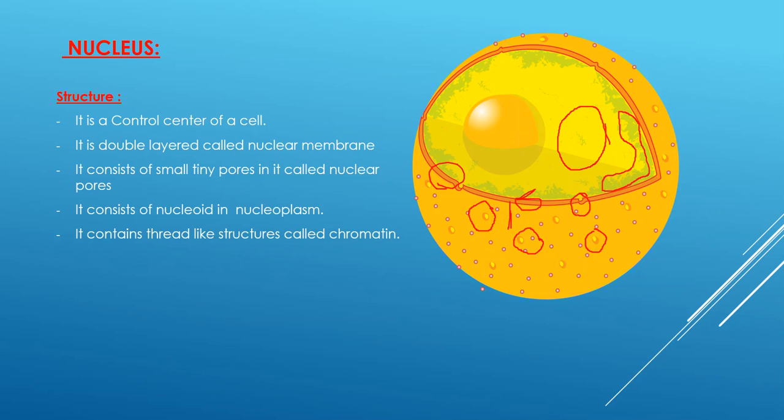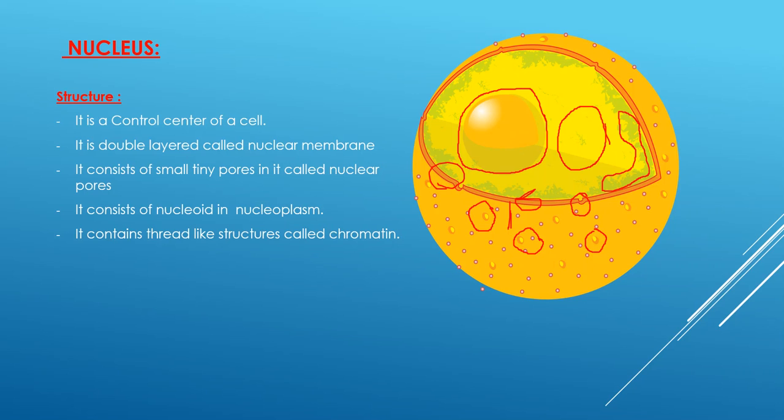And here, inside this nucleoplasm, once you see the picture, one more small spherical shaped structure is present. This small spherical shaped structure is called the nucleolus. This nucleolus consists of RNA, that is ribose nucleic acid, which is mainly responsible for the synthesis of proteins required for the cell.